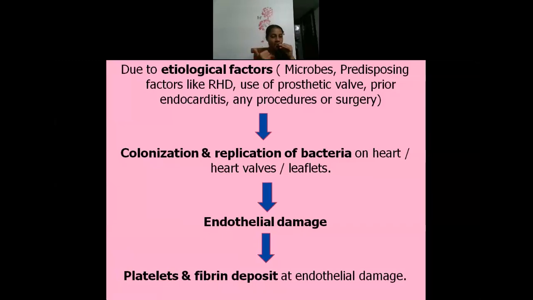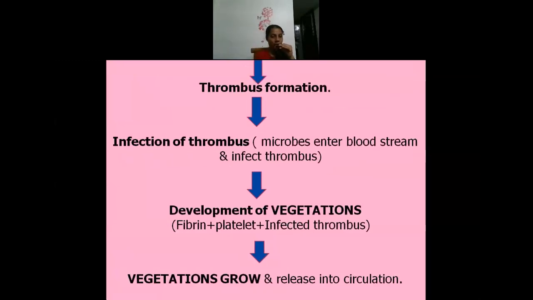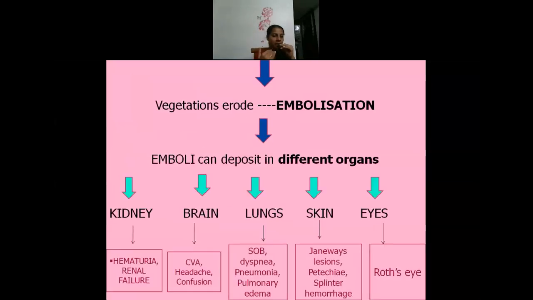There is damage to the endothelium, and what happens when there is damage to the endothelium? The fibrin and platelets will accumulate, and that will result in thrombus formation or clot formation. Further, there is infection of the thrombus by the microbe, and finally there is formation of vegetation, a combination of fibrin, platelets and the infected thrombus. Because of the turbulence of blood flow, the vegetation may be released into the bloodstream. That is referred to as embolization or emboli formation.